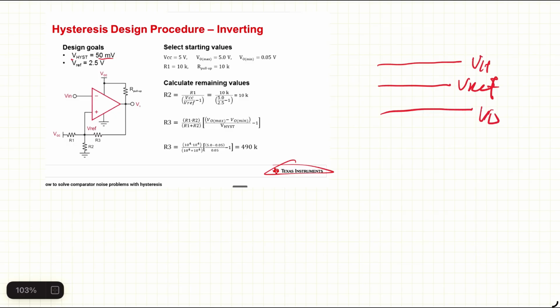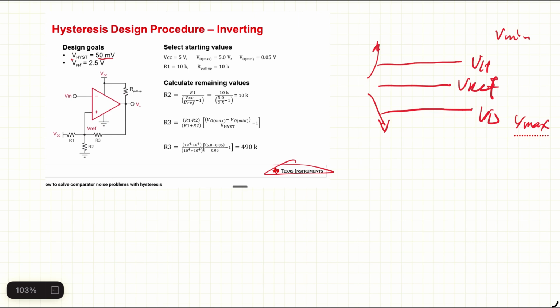Okay, and for the inverting case, because the input is on the inverting side, when the signal goes from low to high and crosses V high, the output is V min, the minimum output. And when the signal crosses from high and crosses V low, the output actually is at the max because it's inverting. Okay, and just look at this diagram here.